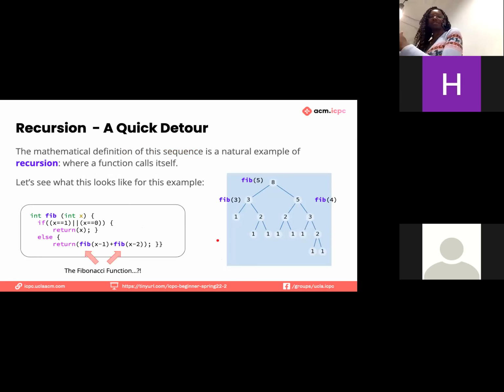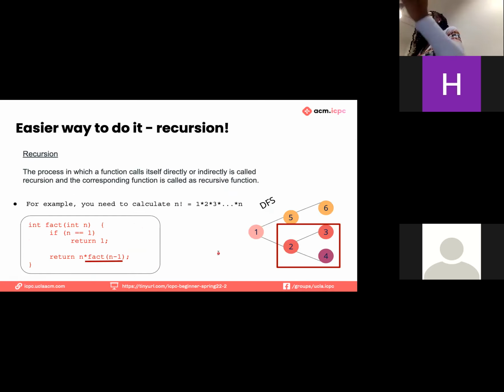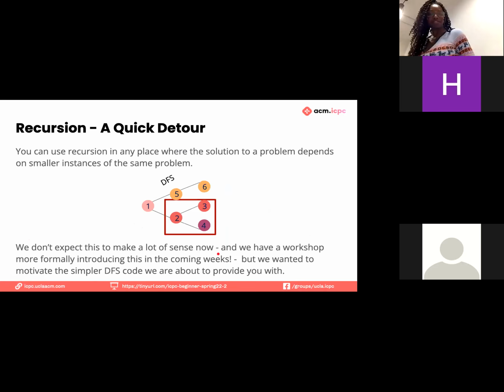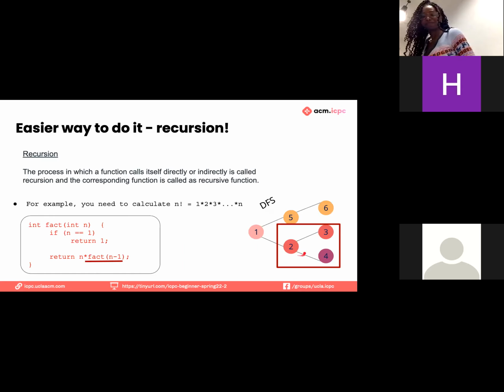This mathematical definition of a sequence is a natural example of recursion, which is where a function calls itself. So we can see what this would look like in this block of code right here. And we can see how at the bottom it's calling itself. If you know how this works, this is great. Basically, you can use this every time the solution to a problem depends on smaller instances of the problem. And in DFS, that is the case, as you can see right here. We are actually going to have a workshop where we talk about this more in depth. And if you know what it is already, then that is great.